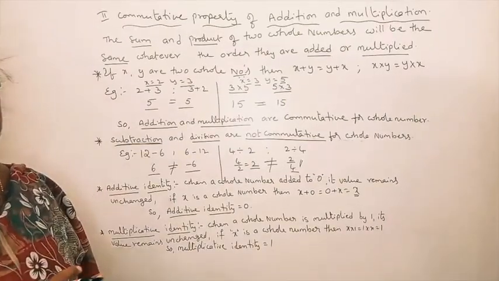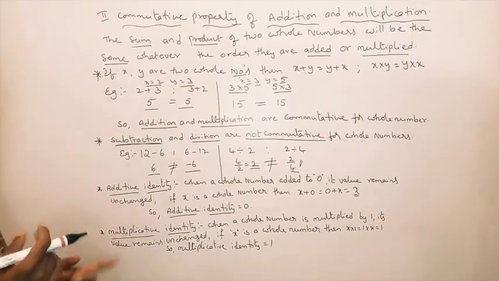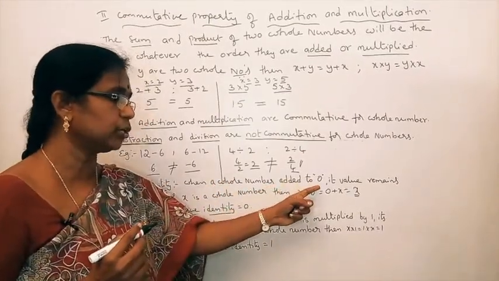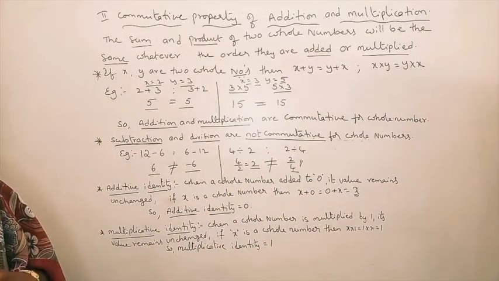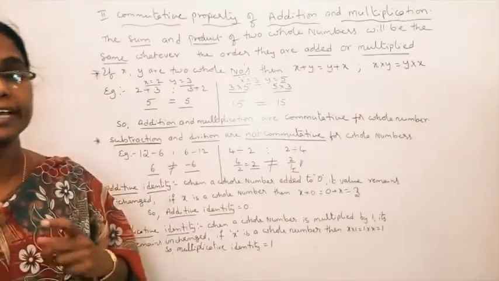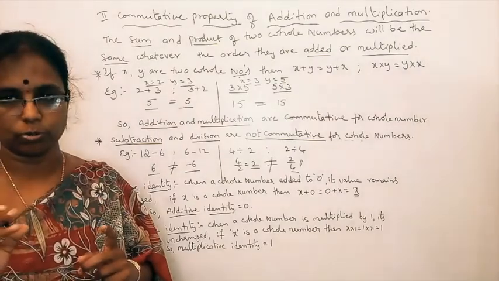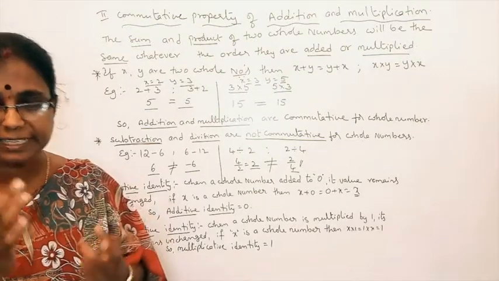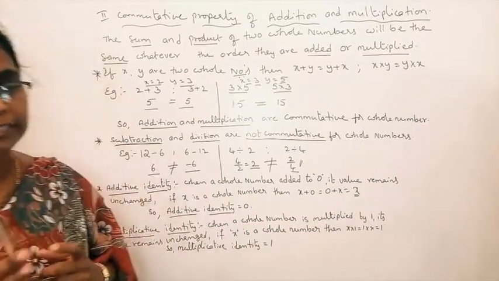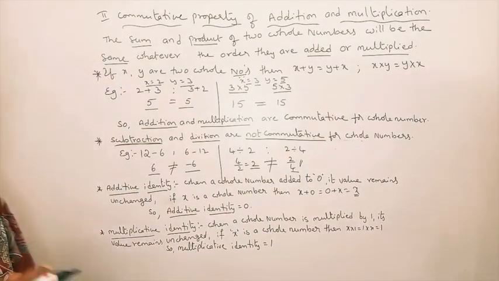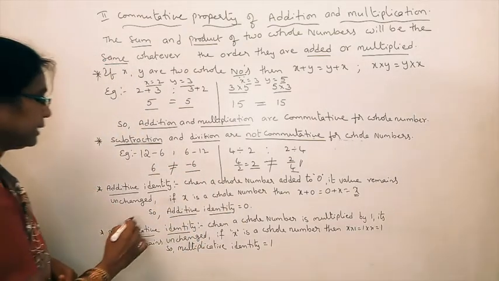Identity means what? Identity means their own identity. When a whole number is added to 0, its value remains unchanged. That means when you add 0 to a number, that number does not lose its identity. It remains the same. For example, 5 plus 0, you will get 5 only. Here the number's identity does not change. So the number that you add without changing the identity is 0, and we call the additive identity equal to 0.